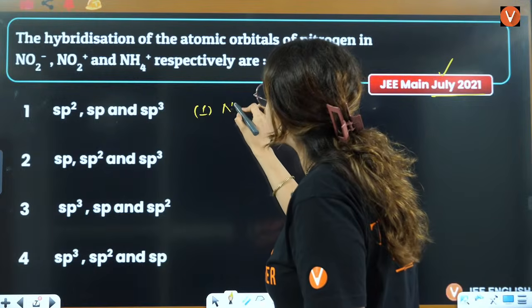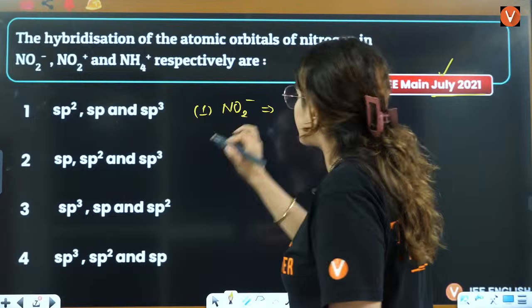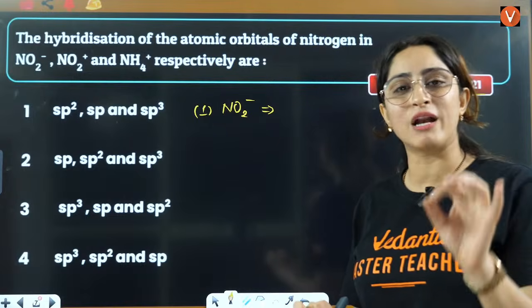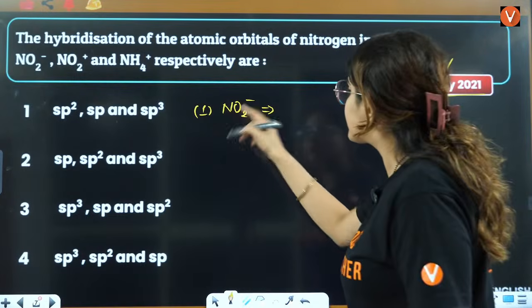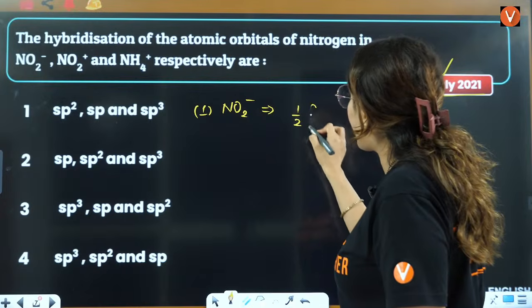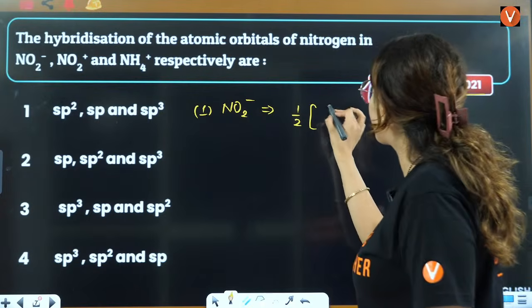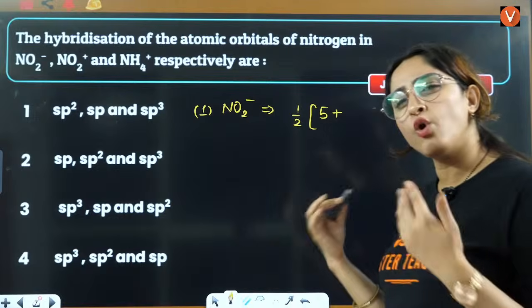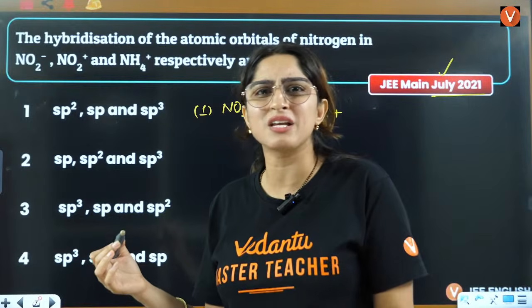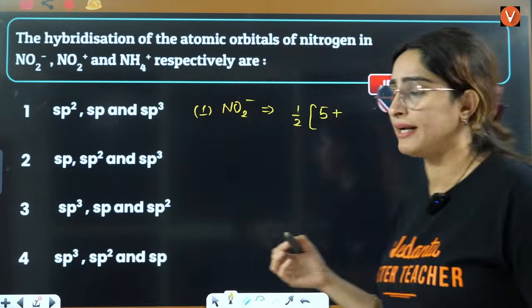Let's see. First is NO2 negative. Central metal atom always is less in number, that is nitrogen. So it will be nitrogen has valence electrons 5. Is there any monovalent atom? No. Oxygen is divalent, it's not monovalent, right?